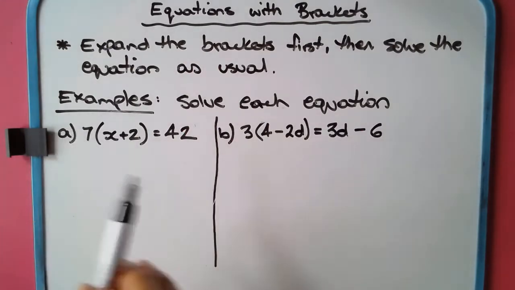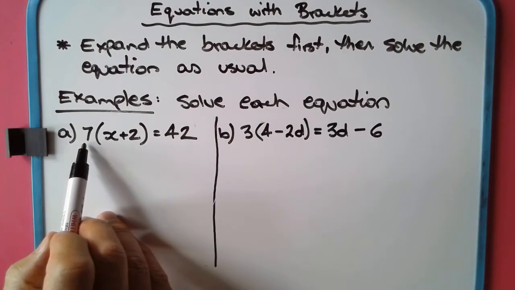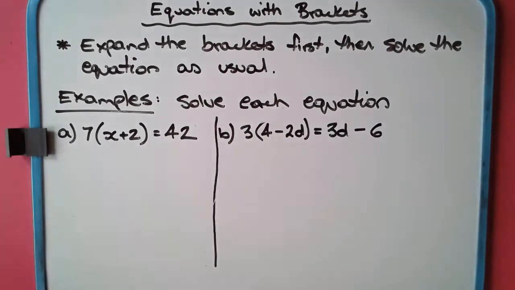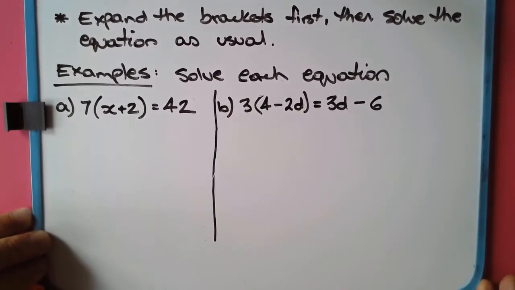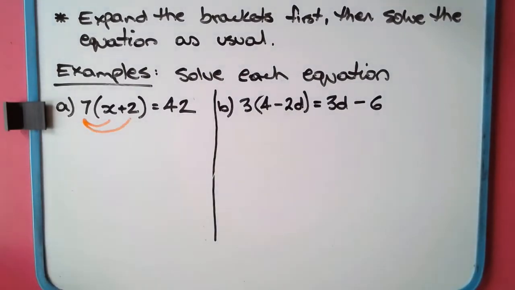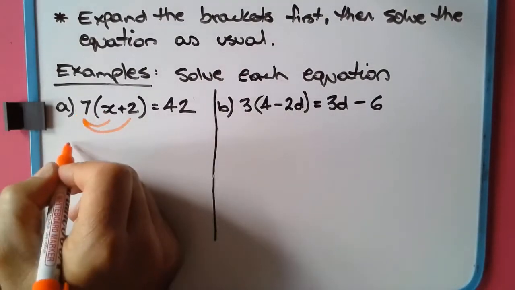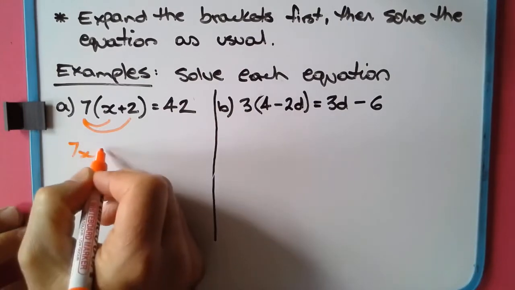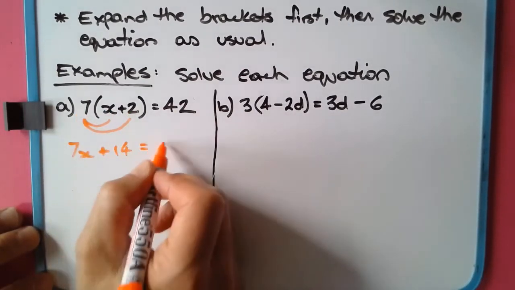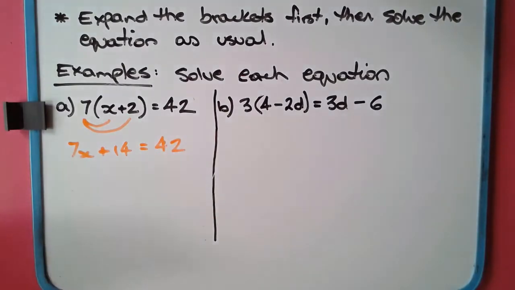So example A, we're going to solve this equation: 7 outside of x plus 2 equals 42. First step is we expand the brackets first. You might remember this from algebra. 7 times x is 7x, plus 7 times 2, which is 14, is equal to 42.